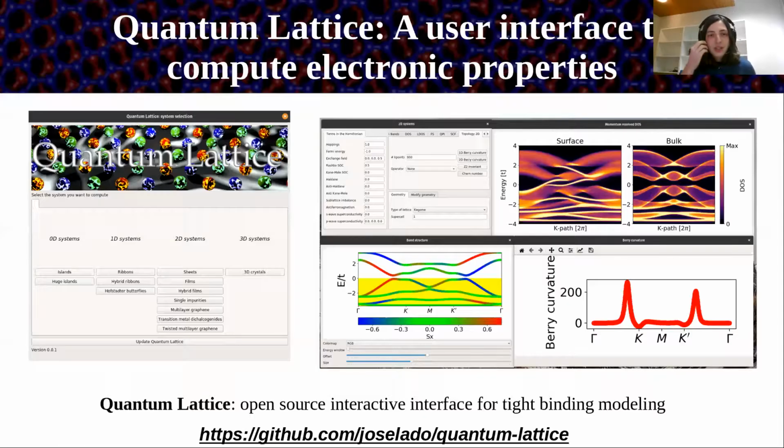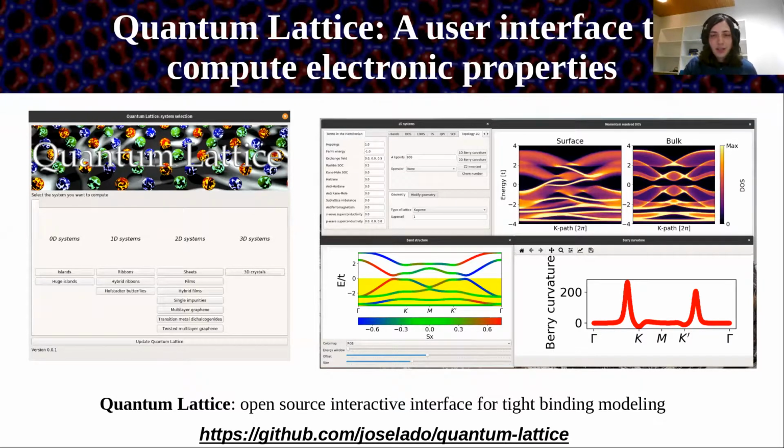And so for this, what we did is we created a user interface where you can compute many different properties of tight-binding models, and you can download the software from that address over there. So the basic idea is that in the interface, you just define your lattice and the different terms in your Hamiltonian, and by pressing buttons, you can compute all the different quantities that you want.